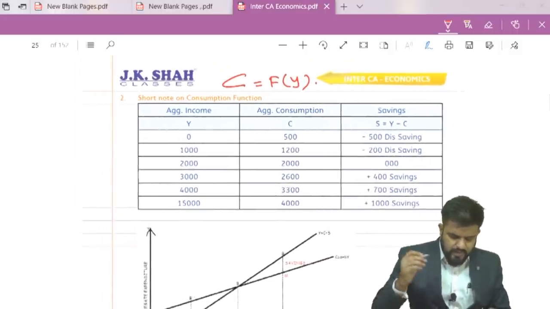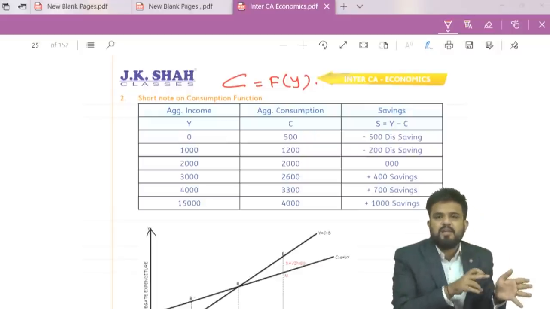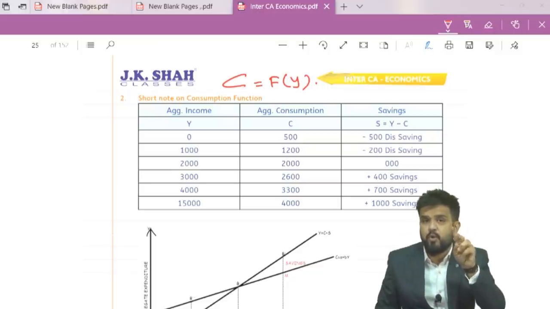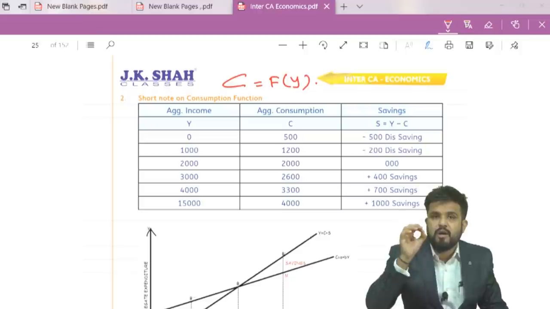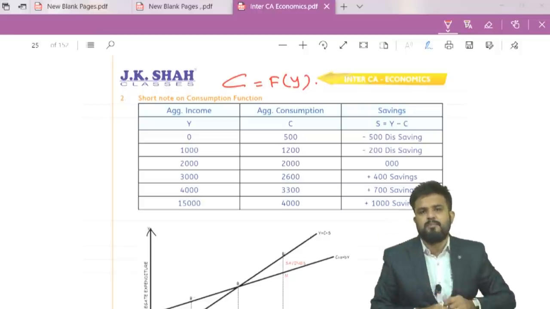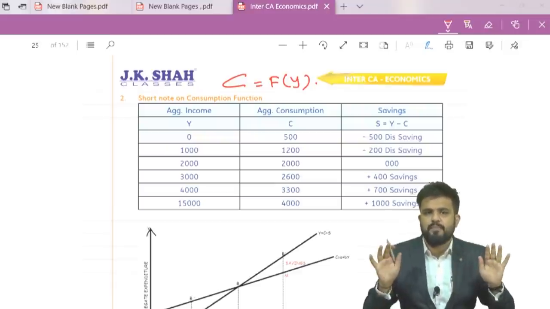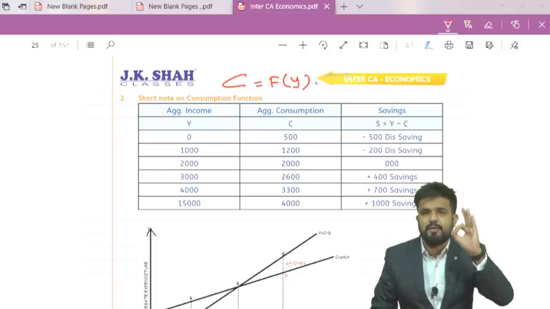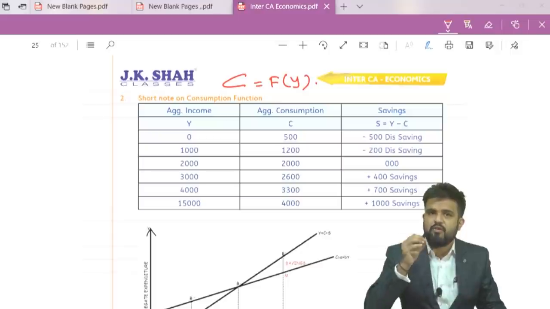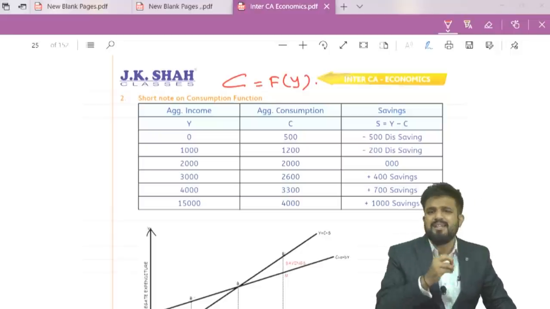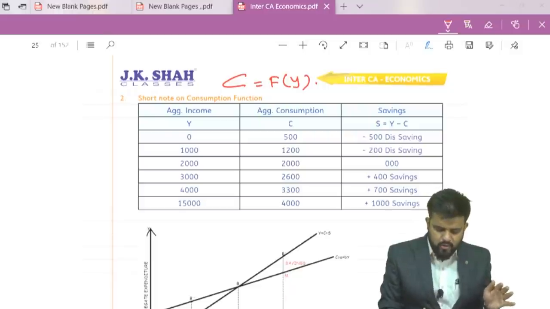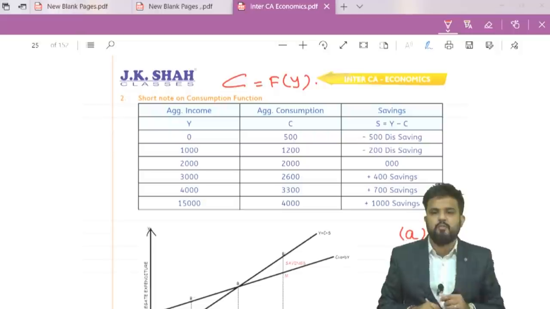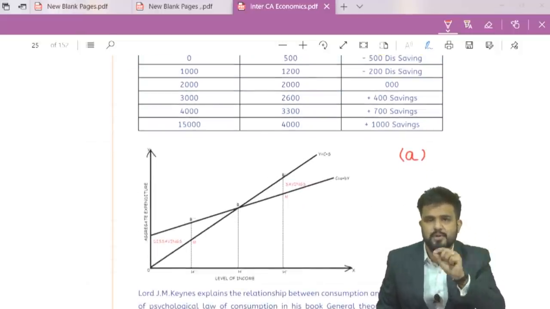So if you look at the table, first of all, please understand, income can become zero, but consumption can never become zero. There are two types of consumption, you people know, autonomous and induced. Autonomous consumption is that consumption where income does not come into the picture, because it is not dependent on income. Even if your income is zero, autonomous consumption is going to take place. So consumption will always remain positive. It can never become zero. Small a represents autonomous consumption, not dependent on income.